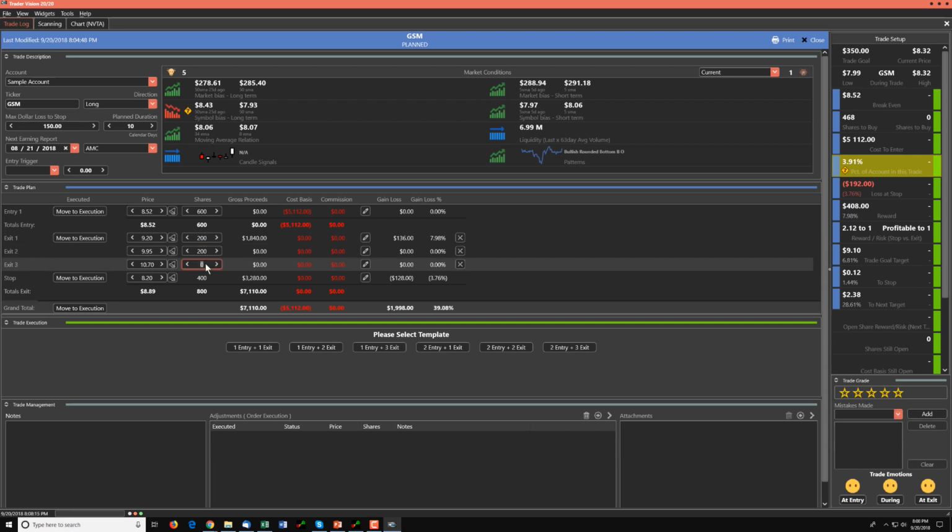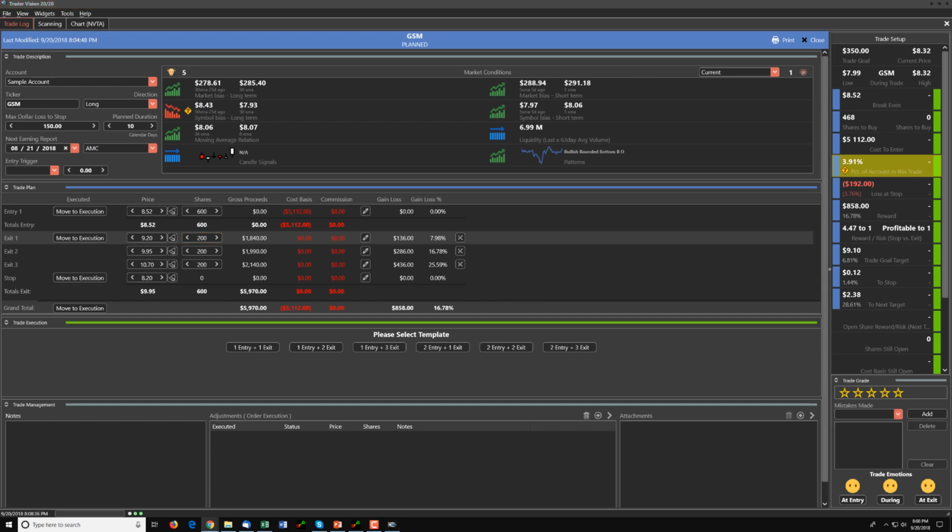And then if you hold or sell a third at each of the stops or at each of the targets, you end up with about a 17% trade overall and about 4.5 to 1 reward to risk. So that's a very nice trade for GSM that I think you should give a look.